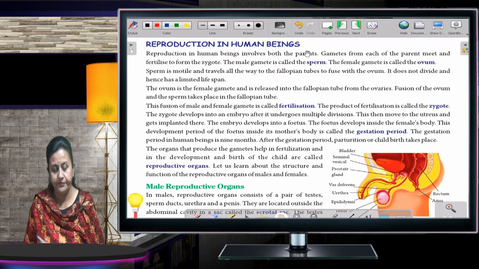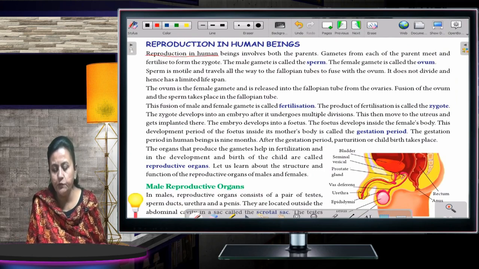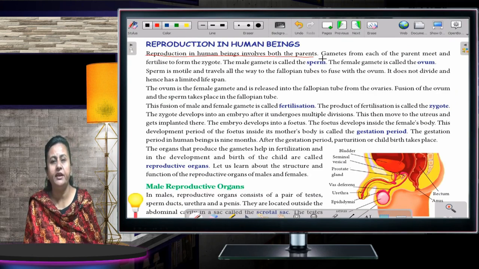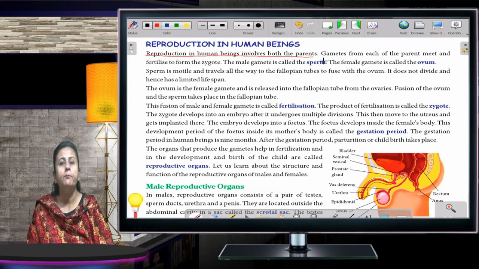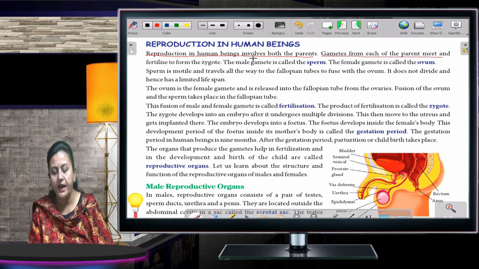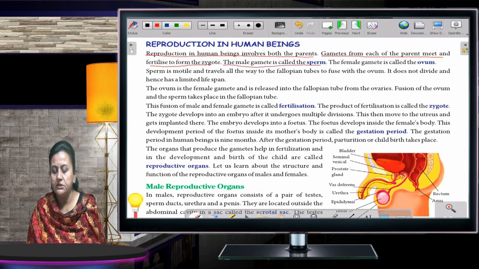Okay, fine. Now, reproduction in human beings involves both the parents. Whenever sexual reproduction is there in human beings, both the parents are required, the male parent and the female parent. Gametes from each parent meet and fertilize to form the zygote. The male gamete is called the sperm and the female gamete is called the ovum. Fine, children?